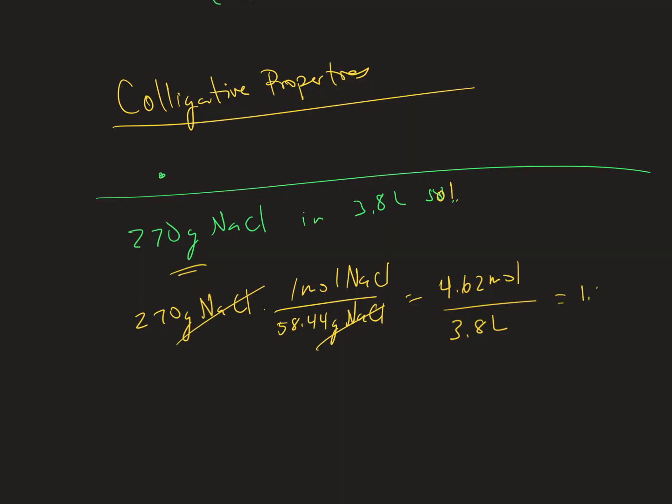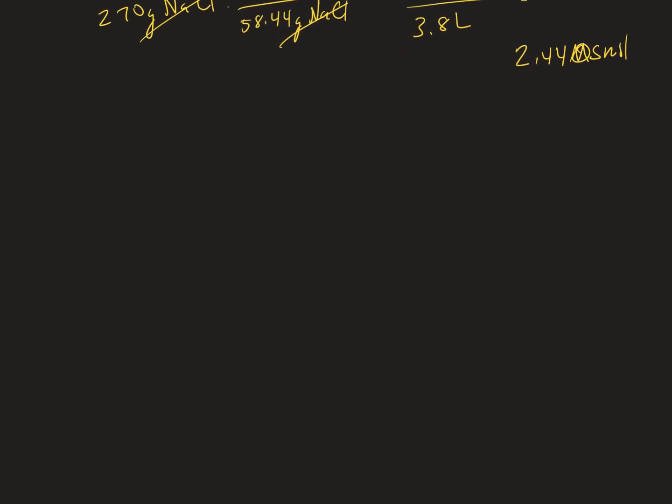Is it 1.22? Or maybe you guys just multiplied by the number of particles. How many particles do we have? 2, right? So multiply that by 2 and you get 2.44, or 2.43 or whatever. And that's osmol. Does that make sense? Any other questions before we move on? Okay, colligative properties.